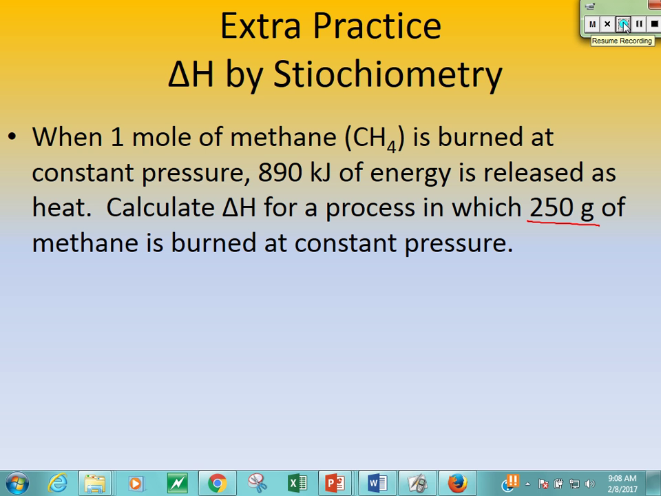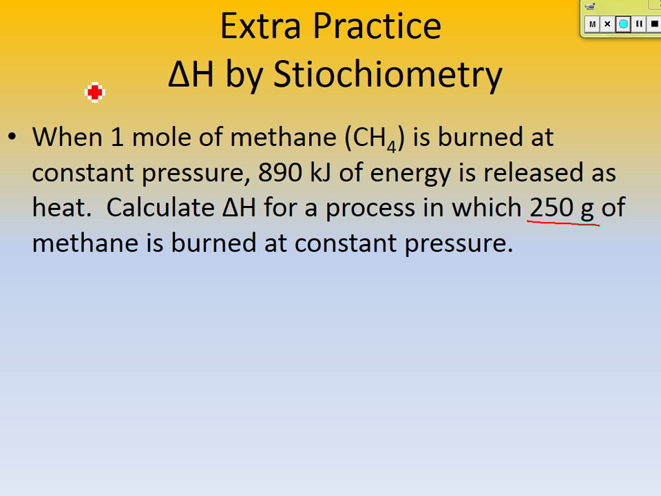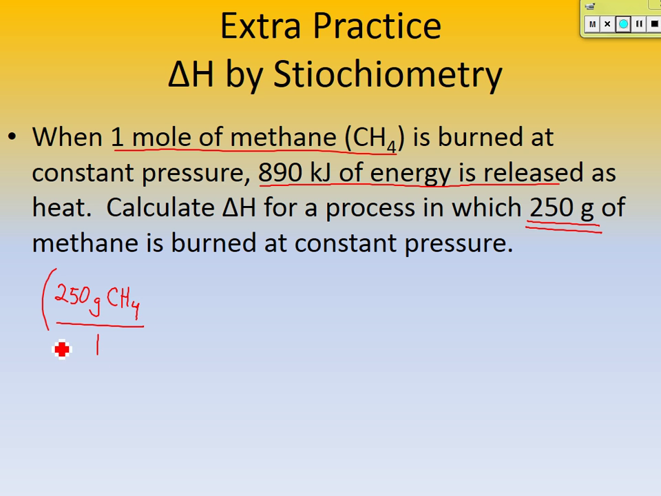Okay, so let's see how you did with this problem. Again, it says we have 1 mole of methane. It's burned at constant pressure. It releases 890 kilojoules of energy. It wants us to calculate delta H for a process in which now 250 grams of methane is burned. So we're going to start there with 250 grams of CH4 and put it over 1.